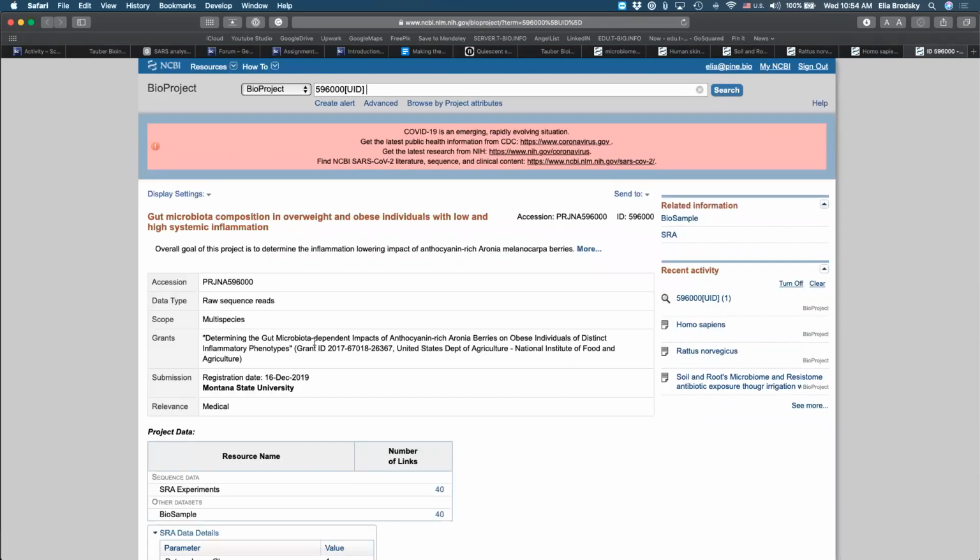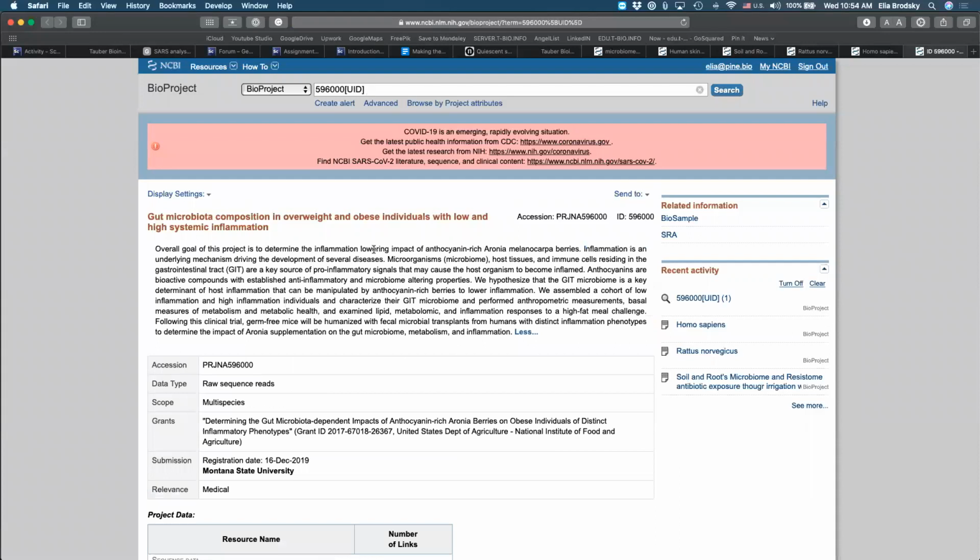Suparno, determining the gut microbiota dependent impacts of anthocyanin-rich aronia berries on obese individuals of distinct inflammatory phenotypes. Overall goal of this project is to determine the inflammation-lowering impact of anthocyanin-rich Aronia melanocarpa berries. Inflammation is an underlying mechanism driving the development of several diseases. Microorganisms, microbiome, host tissues, and immune cells residing in the gastrointestinal tract are a key source of pro-inflammatory signals.